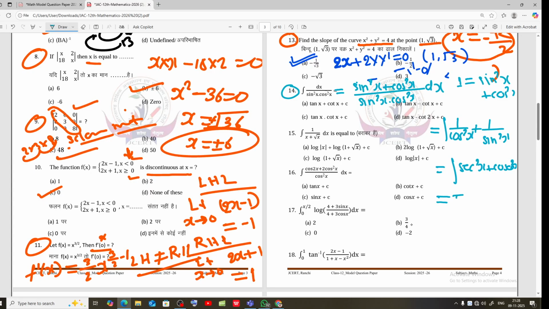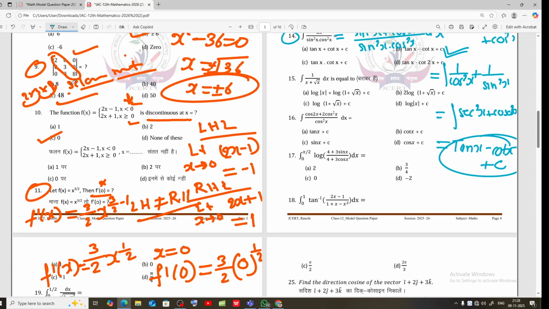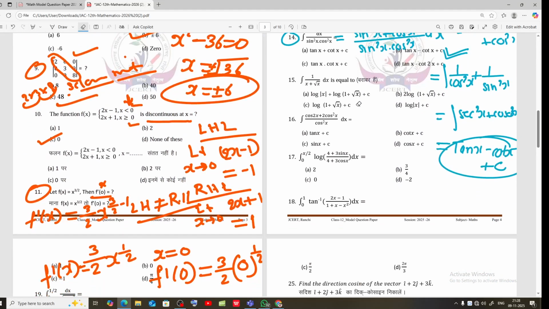The integration of sec square x is tan x, minus the integration of cosec square x, which is cot x, plus the integration constant c. That means your value is tan x minus cot x plus c, which is the correct answer. Again, calculative questions. Question number 16 is also a calculative question.